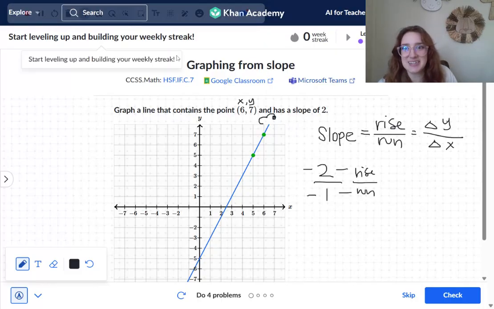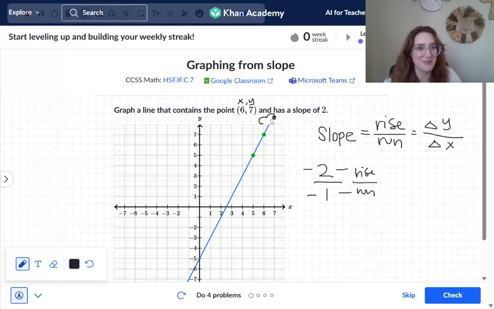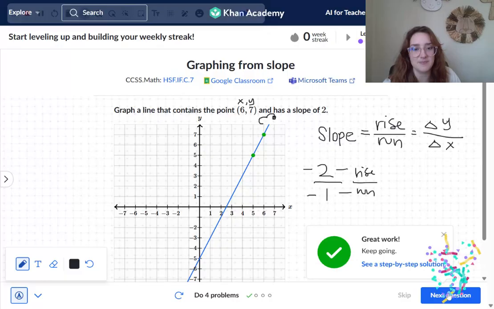So what are we doing now? We're just checking our work. We started at 6, 7. We had a slope of 2, but we can check from the point before. It's going up 2 over 1. We would continue that trend, up 2 over 1, and we would get to that next point that we wanted. All right, let's check it.